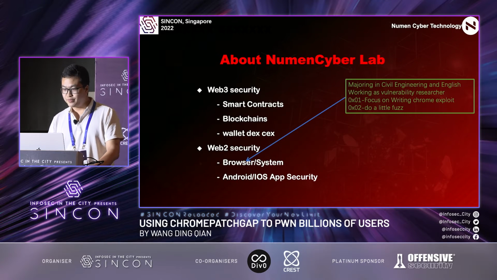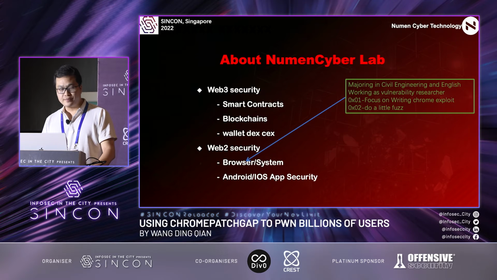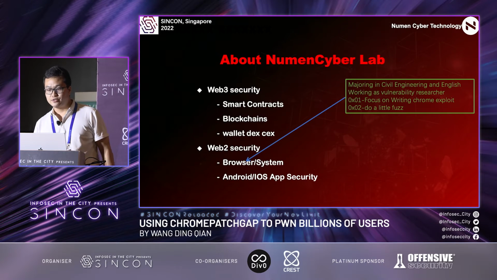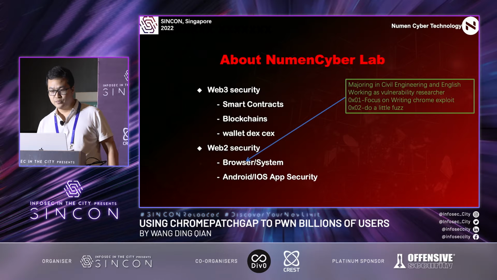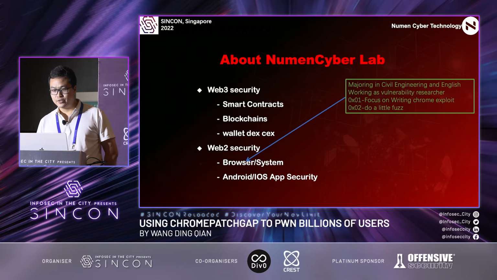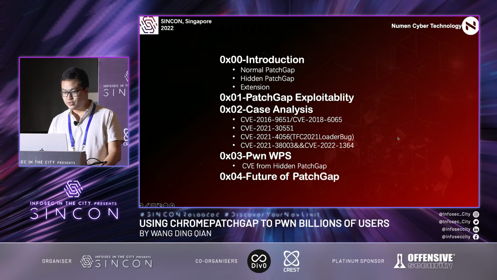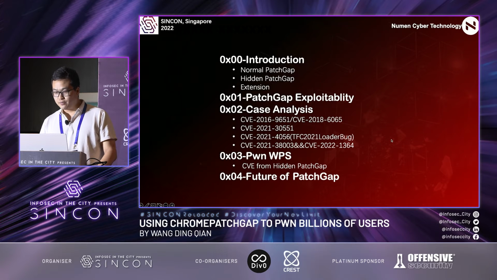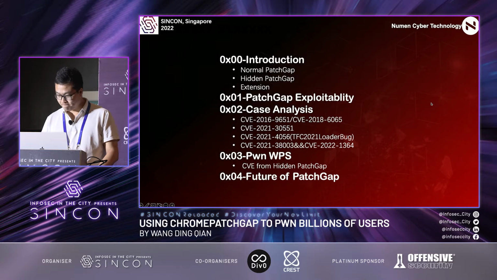So here's some information about myself. In the past few years, I've focused on writing exploits for Chrome, Flash, Office, etc. All of them are binary exploits, and I use them to prove that vulnerabilities truly exist in companies' software. Now I'm in Numen Cyber Lab, and our lab mainly focuses on Web3 security and vulnerability research. You can see I'm just focusing on a very small aspect.